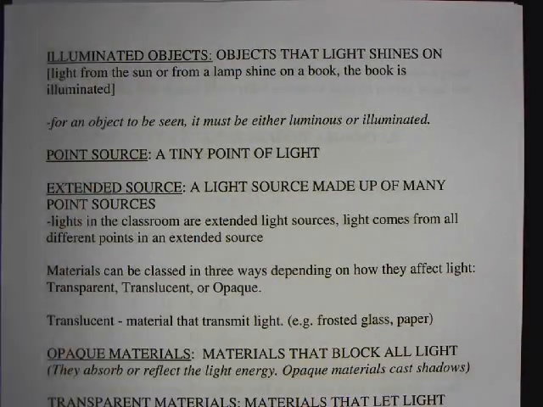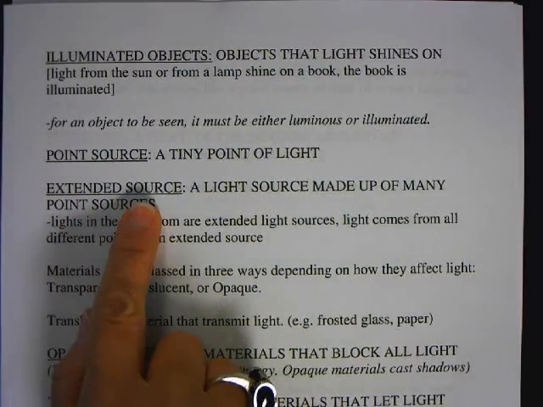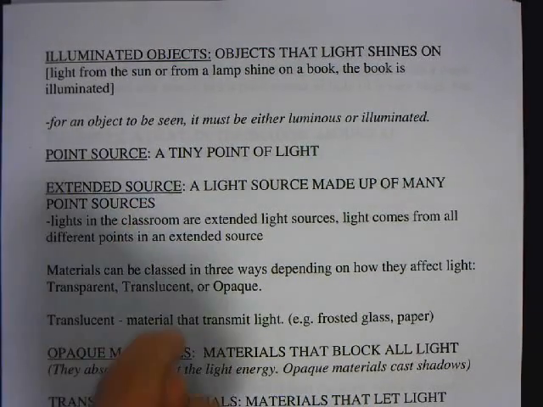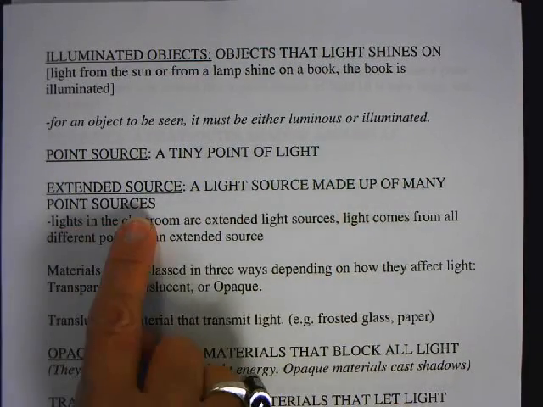A point source is just a tiny point of light. An example like that would be a flashlight. An extended source, and I'll show you this when I turn this off, is a light source made up of many point sources.